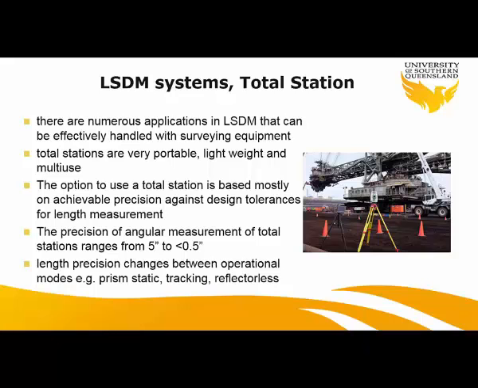But with the total station, there are some advantages and disadvantages. First of all, it's very portable and lightweight. It also can integrate with other systems, which gives you more precision. Lens precision can change, obviously, whether you're using the prism or tracking or reflector lens. You might have different precision, but in general the angular precision is very good, somewhere between half a second of arc to 5 seconds of arc, so it's very precise.